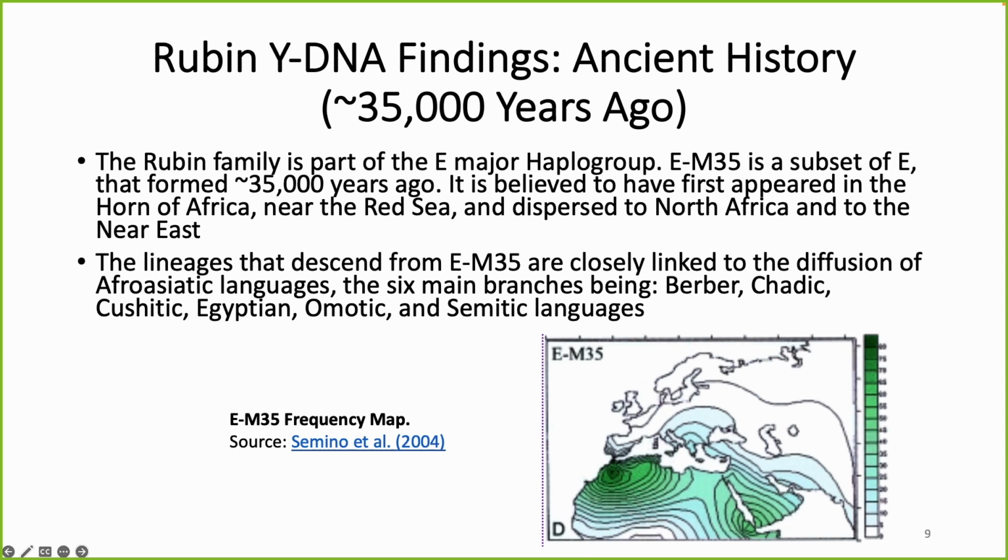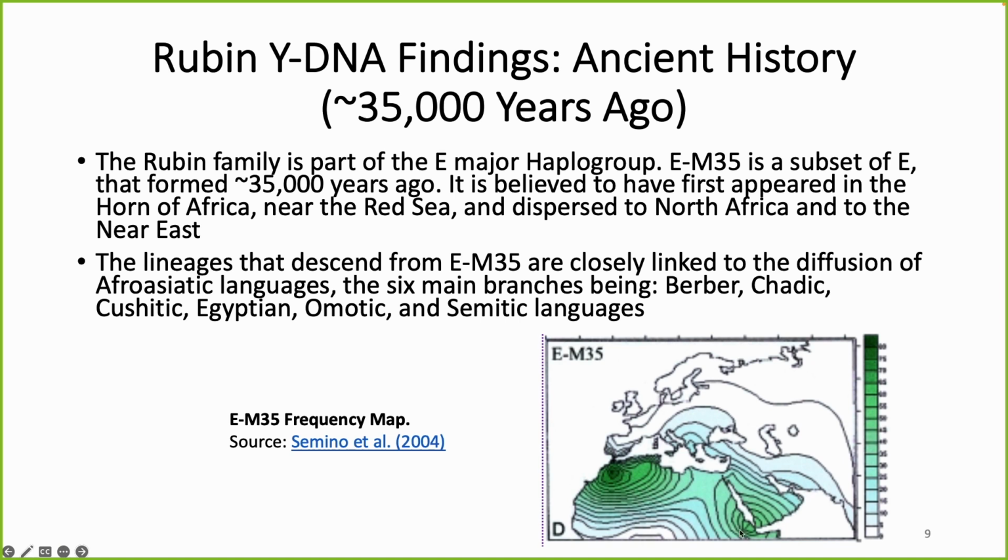All right. So E is the major haplogroup. I really wanted to start on EM35 because that's the next group below it. EM35 formed about 35,000 years ago. So what we believe is that it formed, where were people living 35,000 years ago? The Rubin paternal line ancestors, they probably were living around the Horn of Africa, which is right over here. Think Somalia today, and around those areas by the Red Sea.